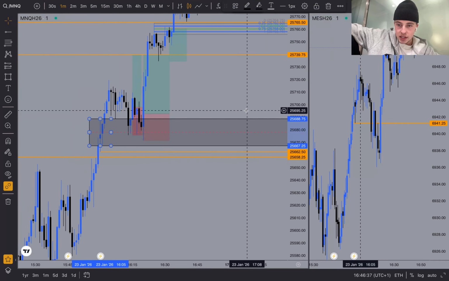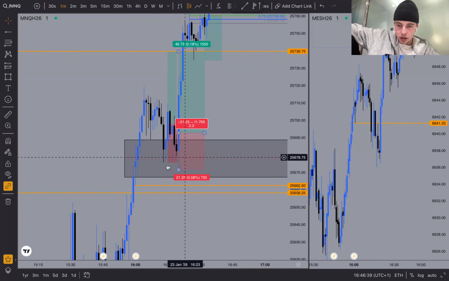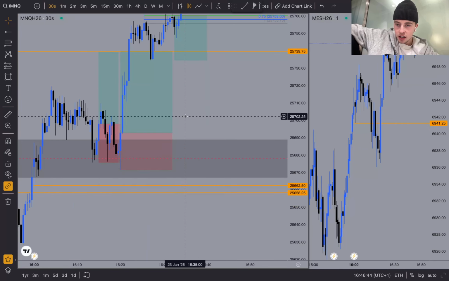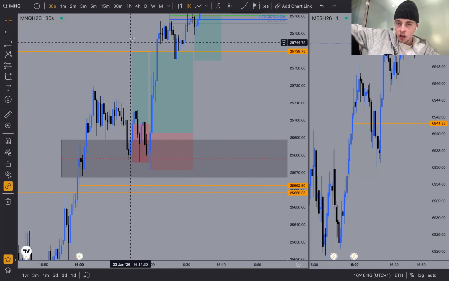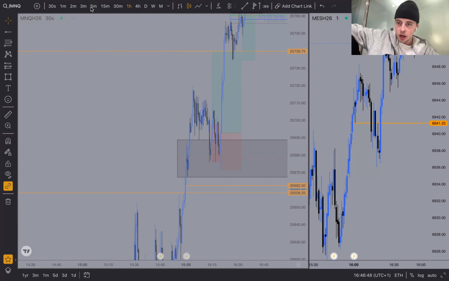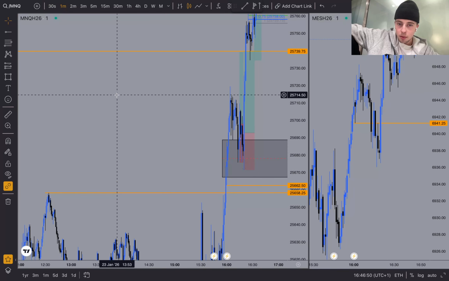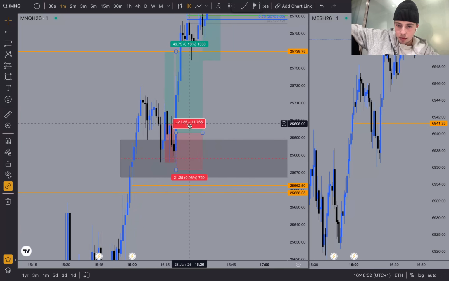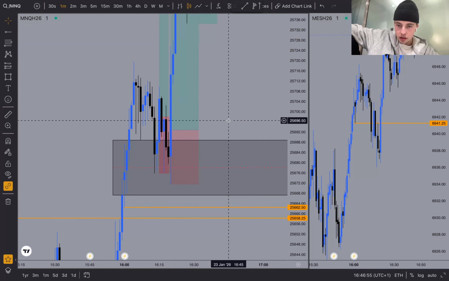But yeah, so we tap this gap, we tap the CE, and see a strong reaction out of it. We have a 30-second inverse, which I ended up taking. Pretty much the idea was to take this hourly high. And the first setup obviously failed. All of a sudden we just came down and stopped me out, and then I took this first trade.